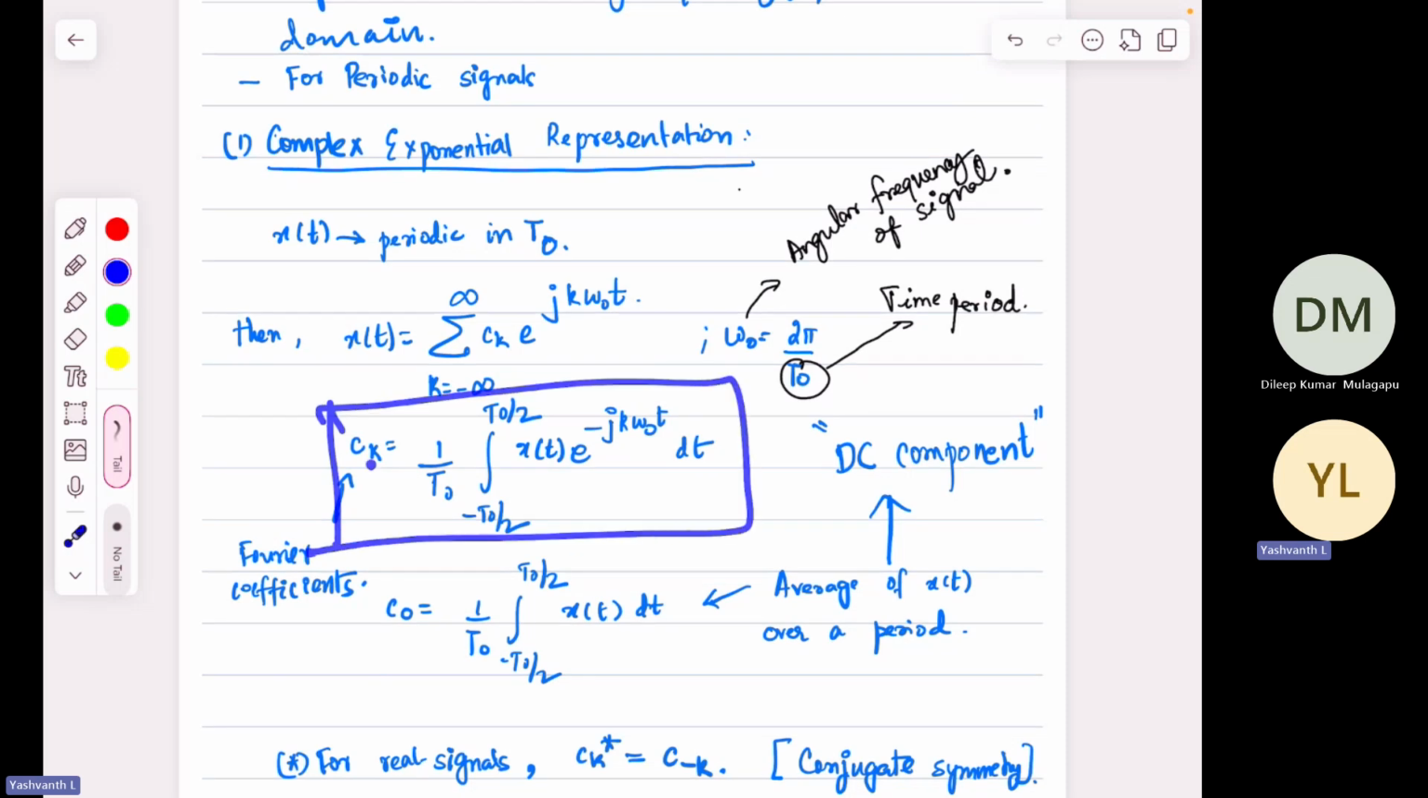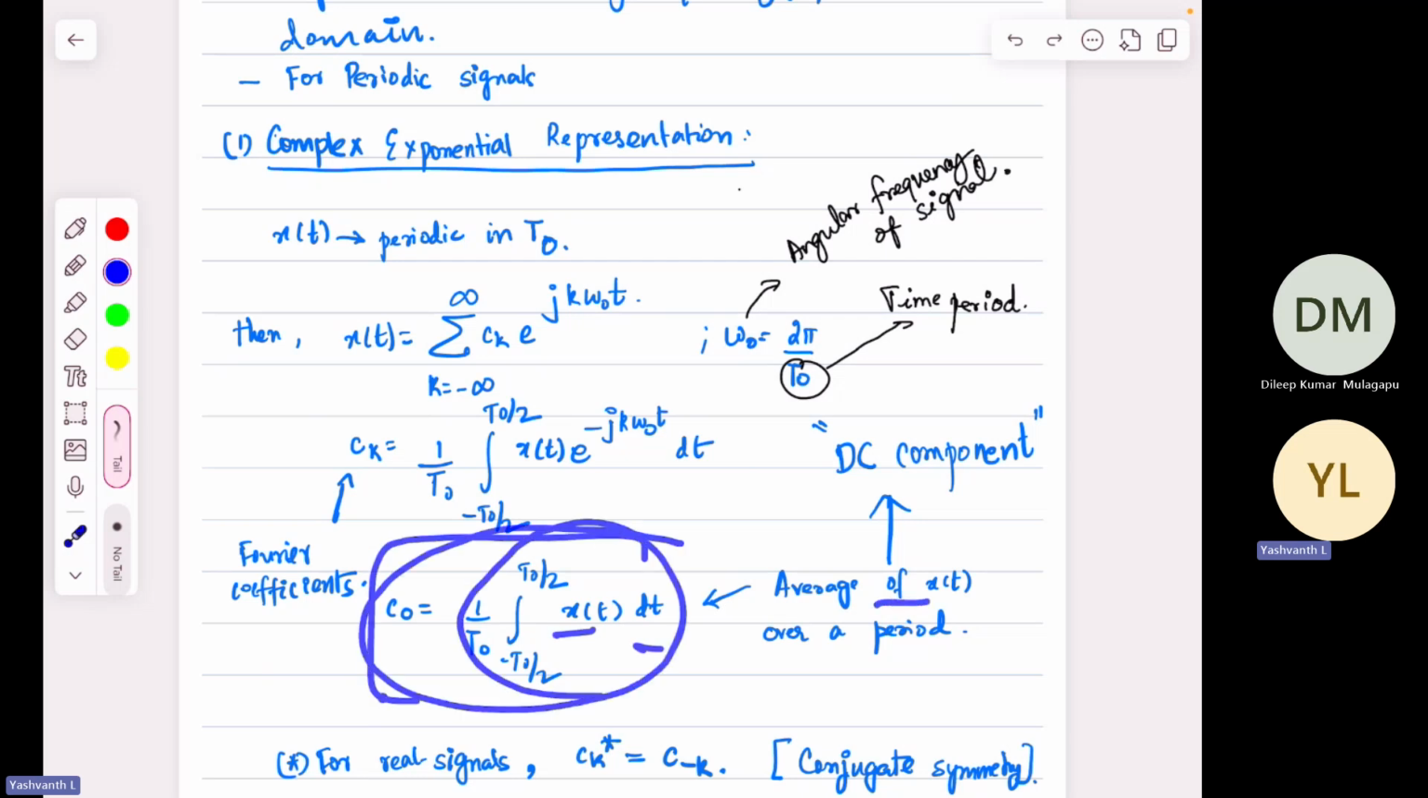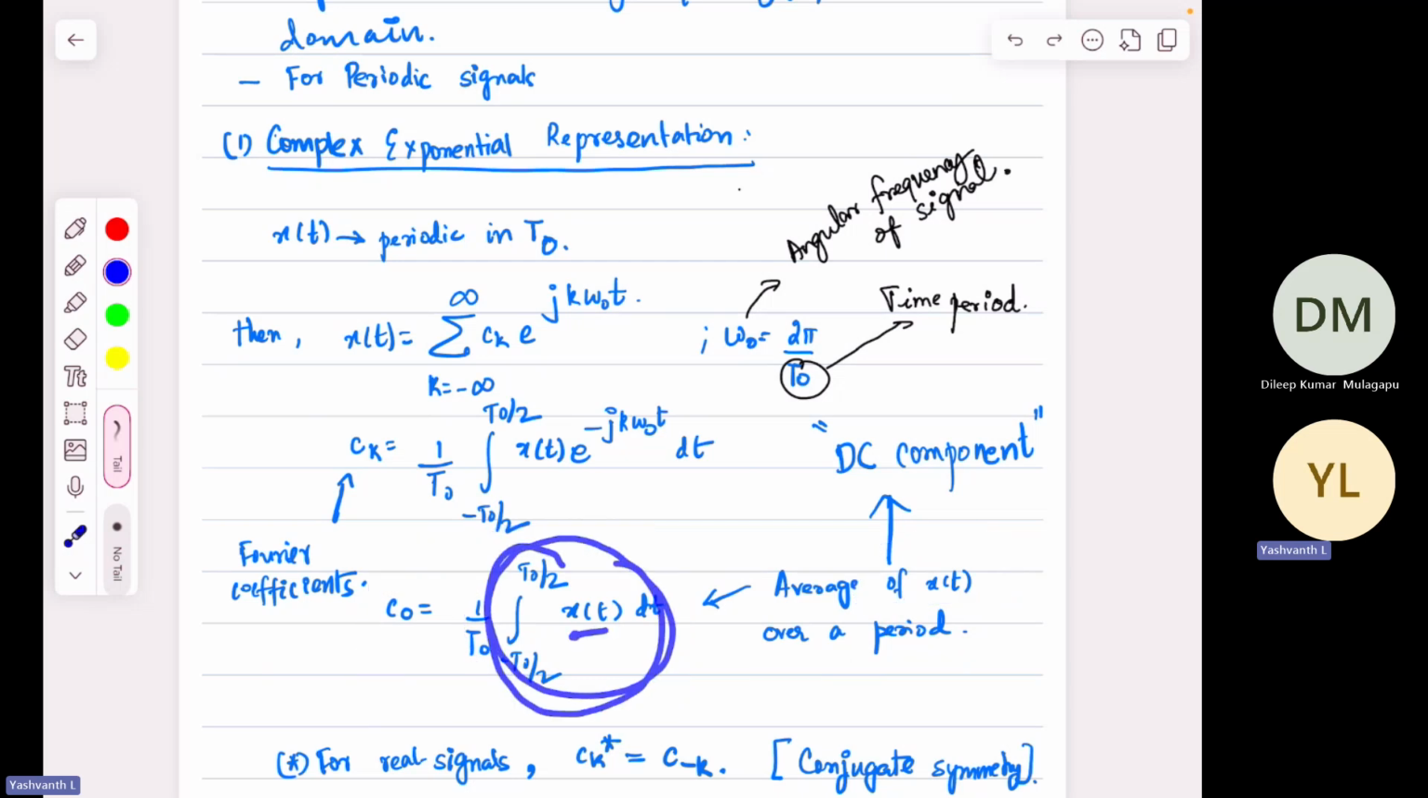In particular, if I put k equal to 0 here, then e power 0 equals 1. So this integration becomes 1 by t naught integral from minus t naught by 2 to plus t naught by 2 of x of t dt. This is exactly the average of the signal x of t over one time period, because I'm integrating, or finding the area under the curve x of t, over one time period from minus t naught by 2 to plus t naught by 2, and dividing by the length of the interval, t naught. That's why it's called the average of the signal x of t over a time period.